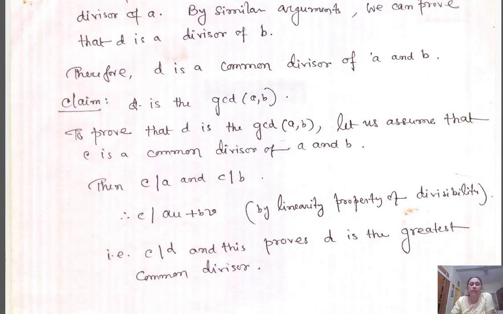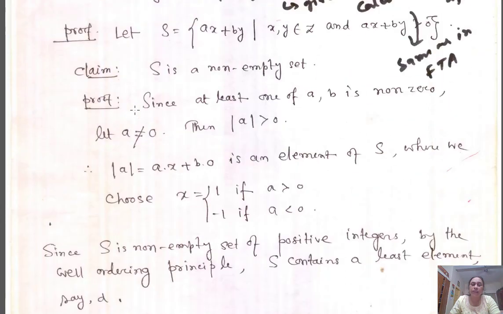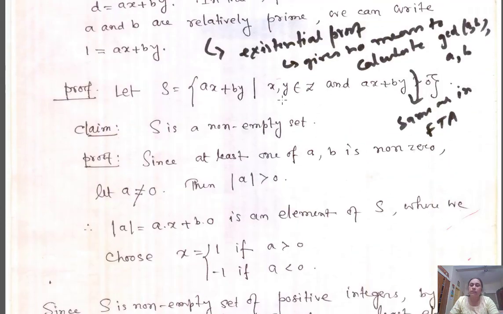So D is largest. Any common divisor C of A and B always divides D. This proves that D is the greatest common divisor of A and B. So how do we obtain this GCD? If you consider this set S, then the GCD of A and B is the least element of this set S.